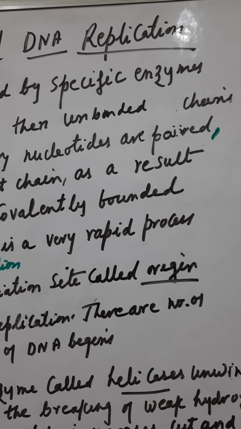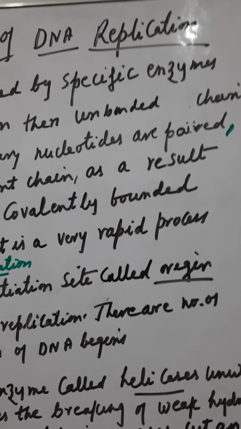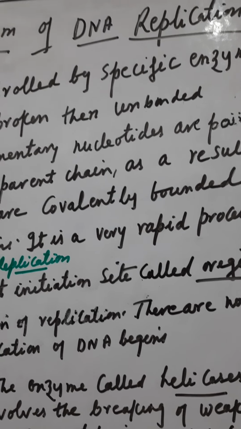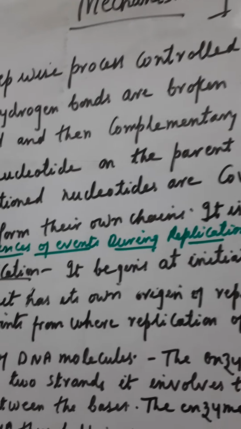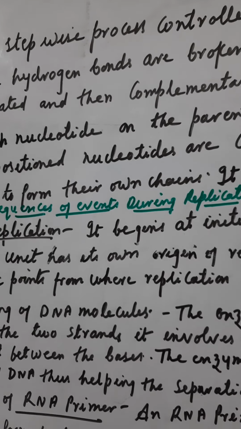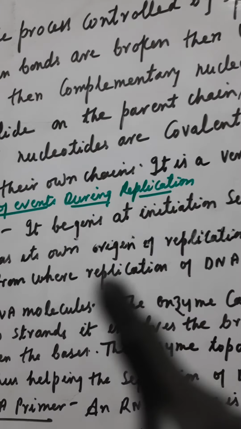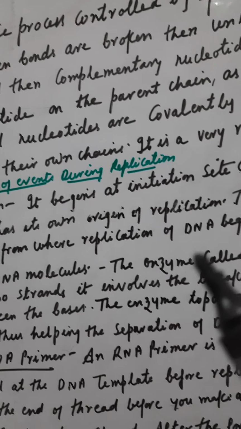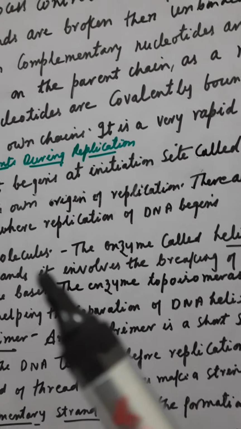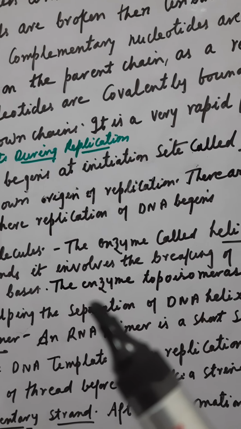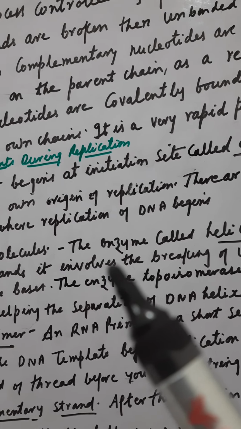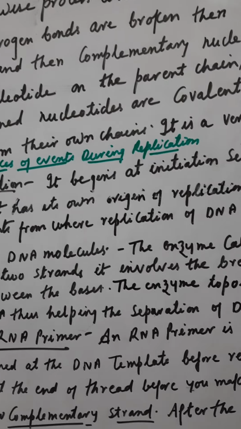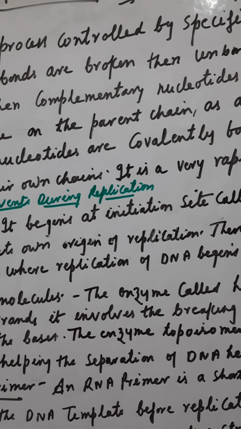Already I had told you what replication means. Replication means forming the replicas, that is, the exact copy. So here the replicas of the DNA are formed, and this mechanism is a sort of stepwise process which is controlled by specific enzymes. There are certain enzymes given in your book. In your syllabus, special emphasis has to be put on polymerase and ligase. So this stepwise process is controlled by specific enzymes.